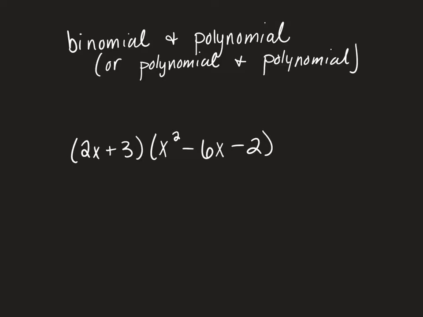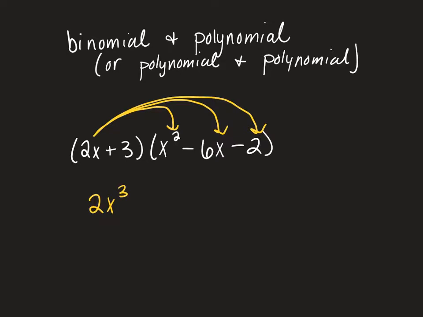So what we're going to do is take the first term of our binomial, in this case 2x, and we're going to distribute it and multiply it to every part of our other polynomial. Right, so let's do that first. So we have 2x times x squared, so our coefficient of 2 stays the same, and then x times x squared is x to the third.